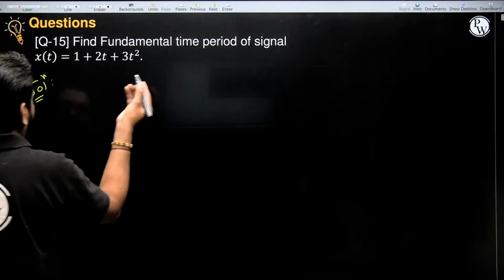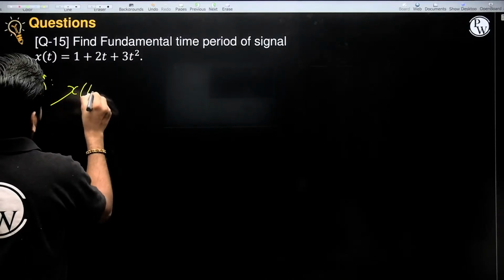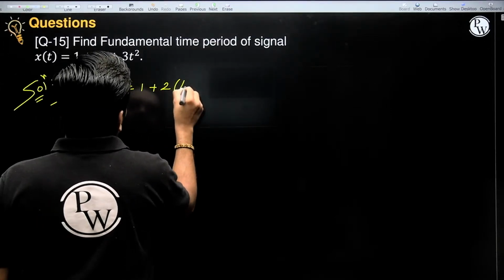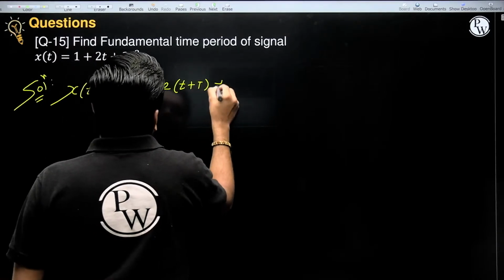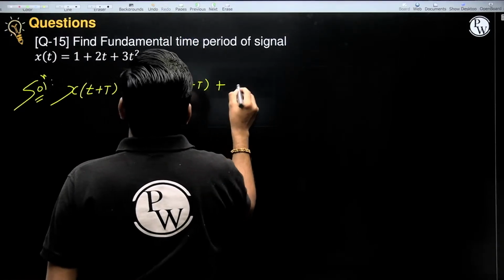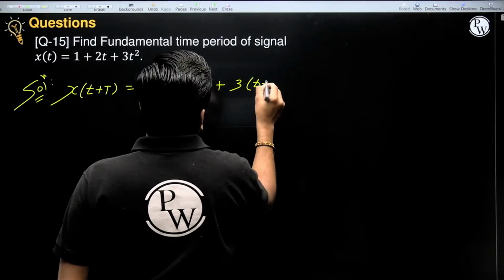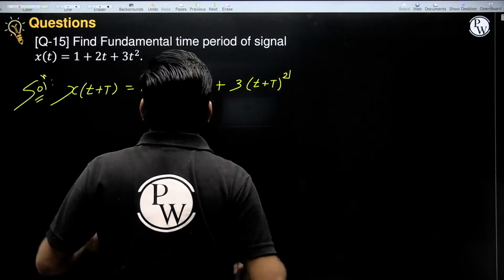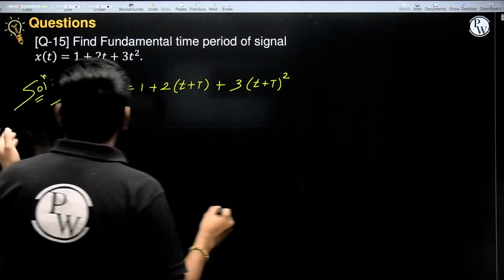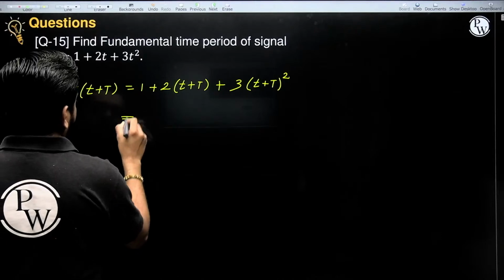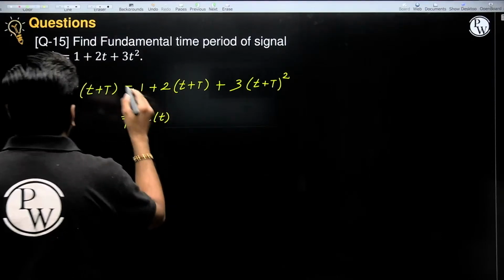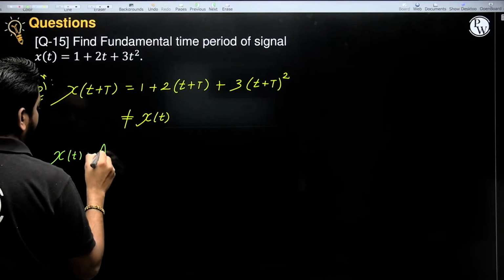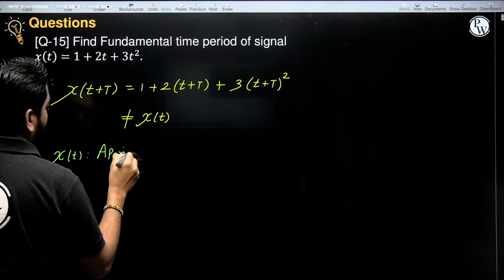Of course, this is an aperiodic signal. You can check x of t plus capital T, 1 plus 2 times t plus capital T, plus t plus capital T whole square. Of course you can see here this is not equal to x of t in any case. That's why the signal x of t is aperiodic.